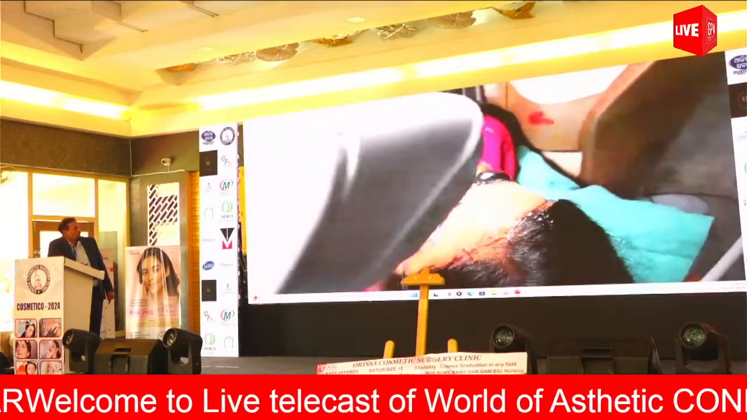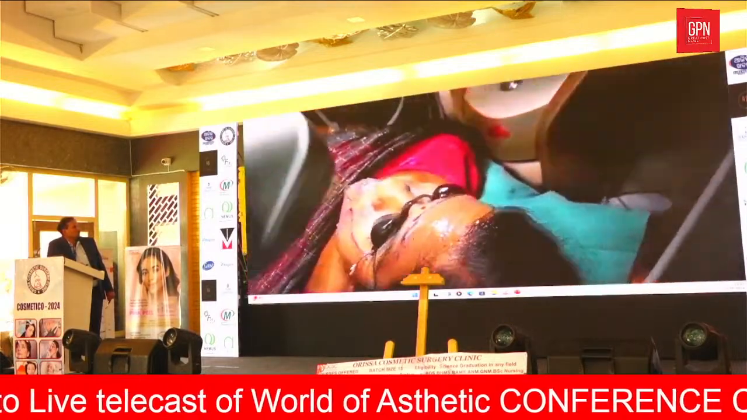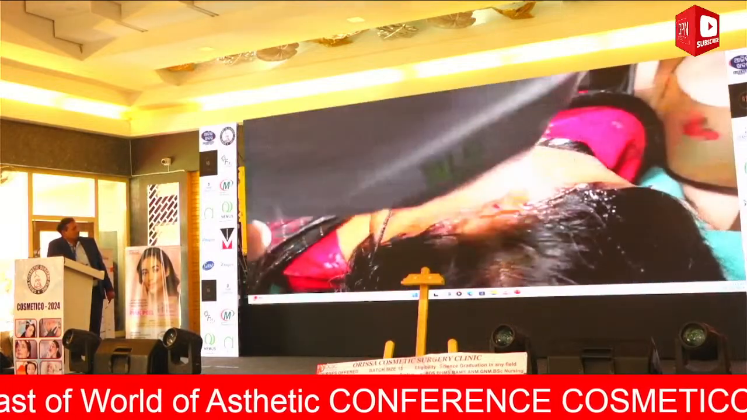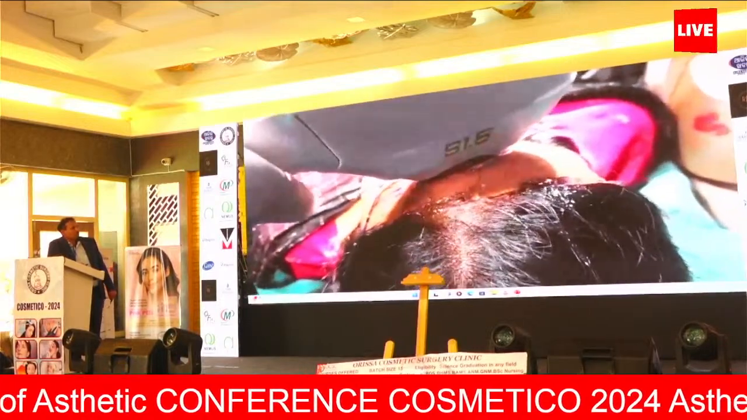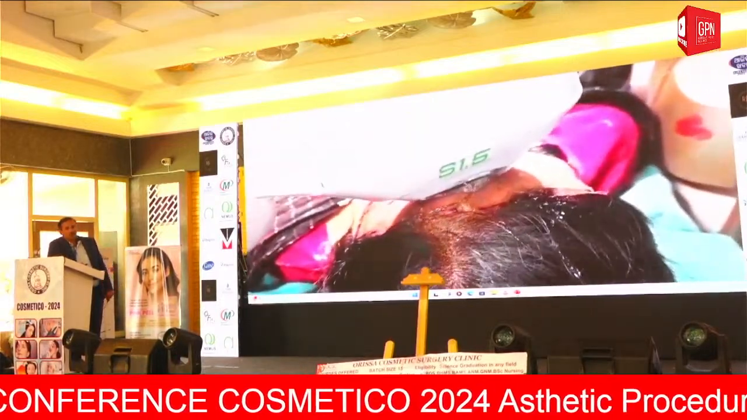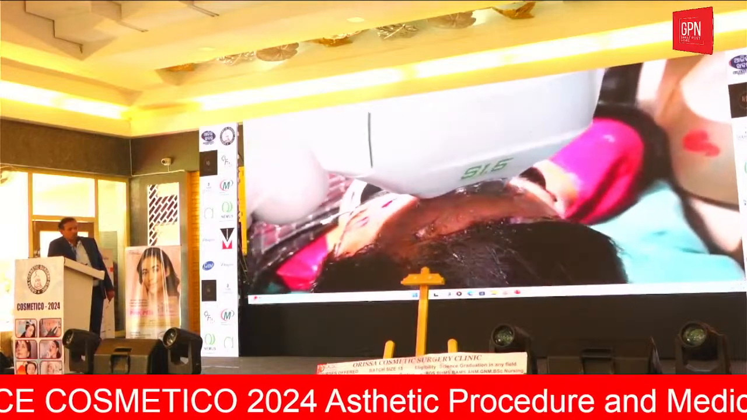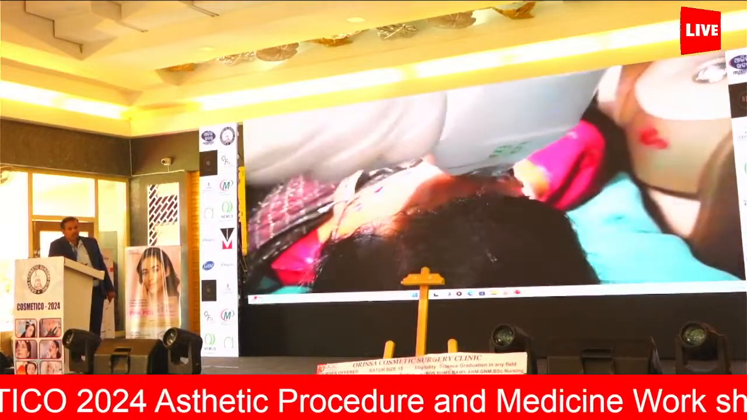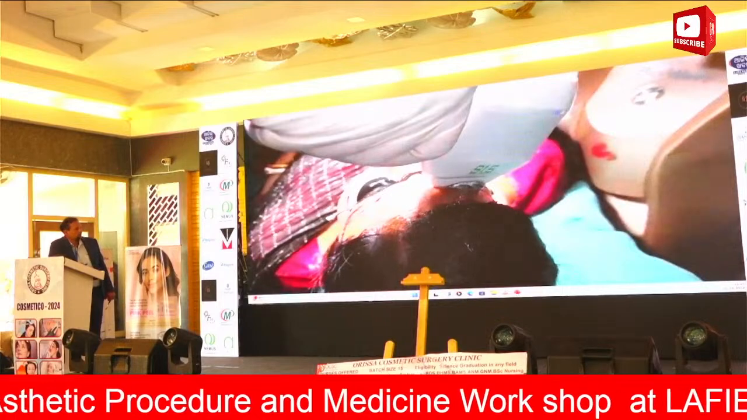This is the forehead area. You can see the cartridge size is 1.5. The cartridge size of 1.5 millimeter should match the depth of this area. Otherwise, there is a chance of damage to the supraorbital and supratrochlear nerve.